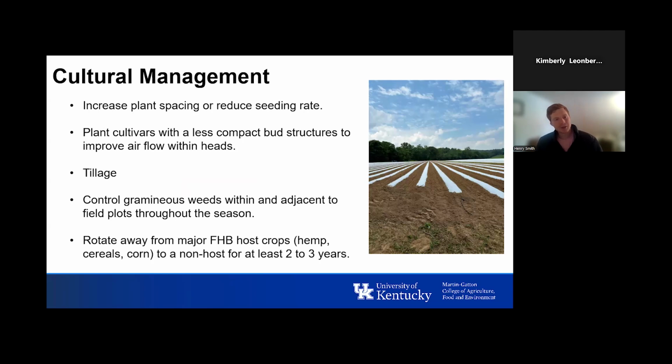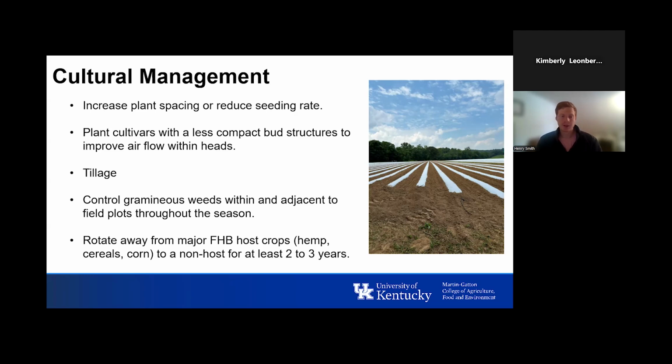So how do we manage Fusarium head blight currently? We really have to rely on cultural management practices. And first and foremost, you can increase your plant spacing or reduce your seeding rates to give some more space in between plants so that following rain events, air can pass more easily in between plants and dry off leaves and floral tissues, reducing the time that those tissues remain wet and conducive for fungal infection.